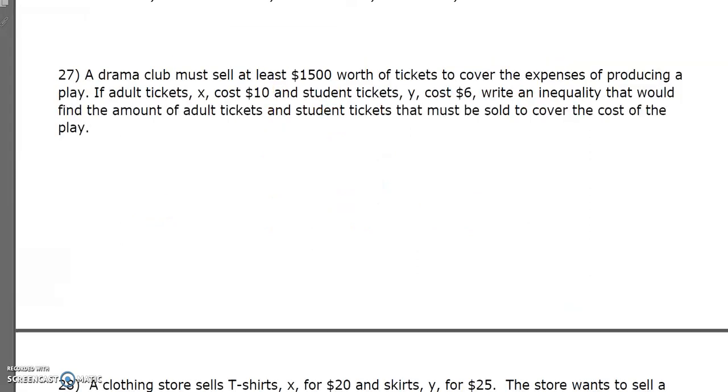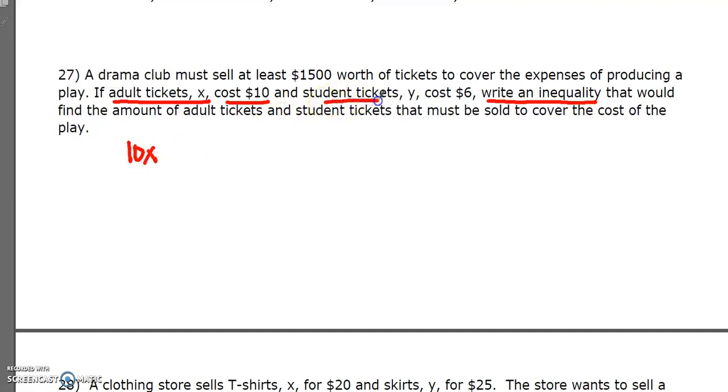All right, number 27. A drama club must sell at least $1,500 worth of tickets to cover the expenses of producing a play. If adult tickets X cost $10 and student tickets Y cost $6, write an inequality that would find the amount of adult tickets and student tickets that must be sold to cover the costs of the play. Okay, so it just says to write an inequality. We're not solving it. So adult tickets are going to be represented by an X and they cost $10. So that means 10 times the number of adult tickets.